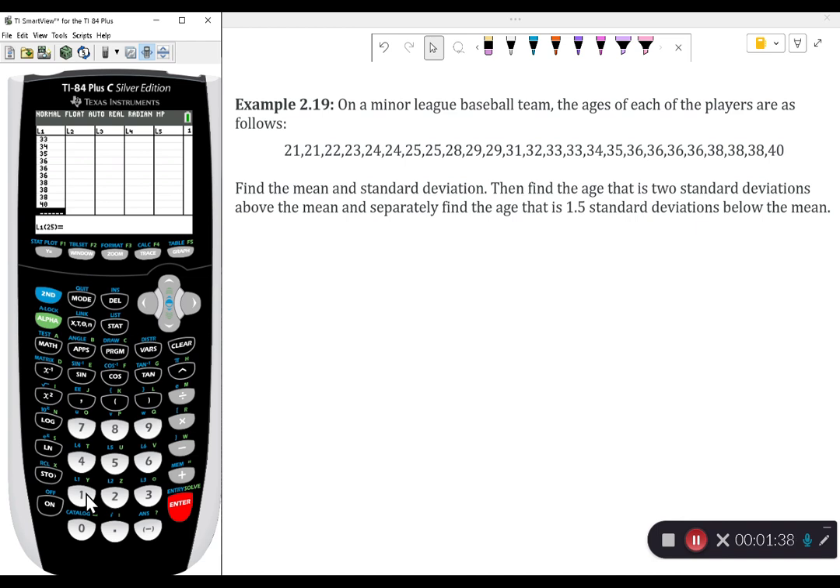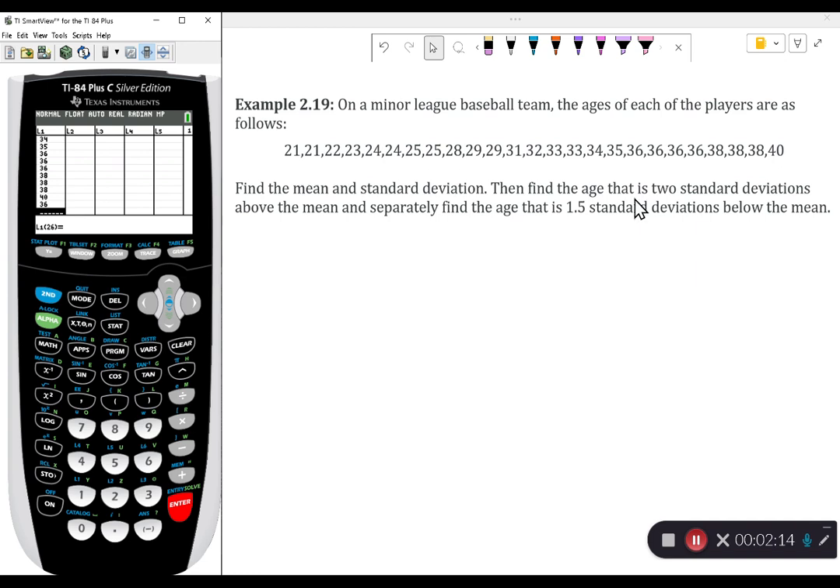We should just confirm that we have the correct number of ages listed in here. 1, 2, 3, 4, 5, 6, 7, 8, 9, 10, 11, 12, 13, 14, 15, 16, 17, 18, 19, 20, 21, 22, 23, 24, 25. Uh-oh, I am missing one. I am missing a 36, aren't I? There are 4 36s, and I only have 3 36s entered. So I'm going to add another one at the back. It doesn't matter the order that we type these in as long as we have them all.